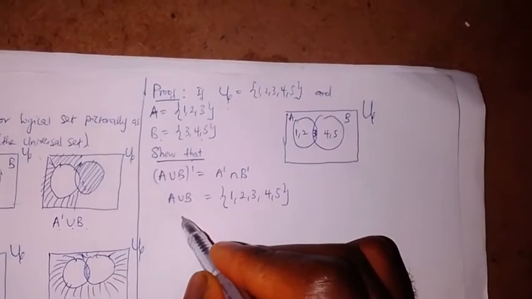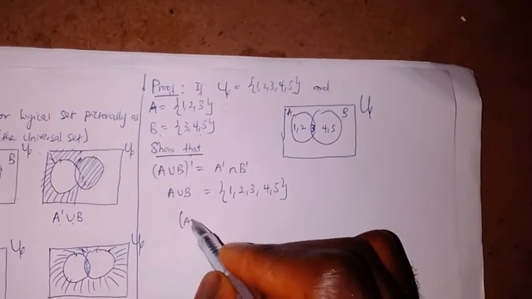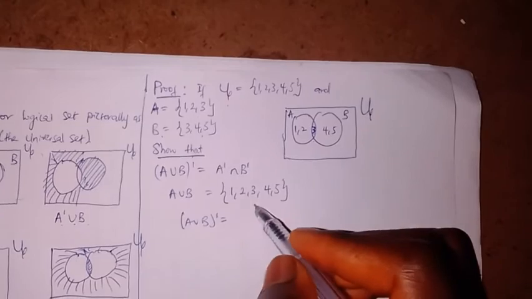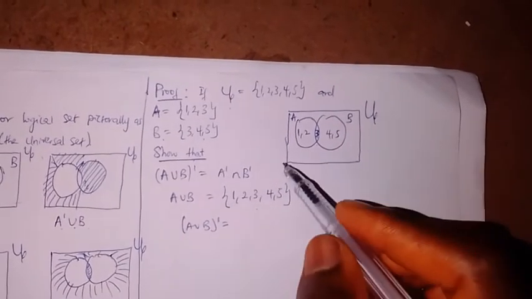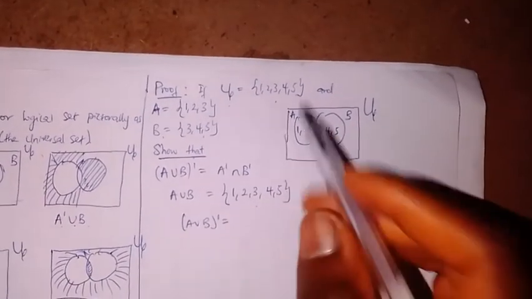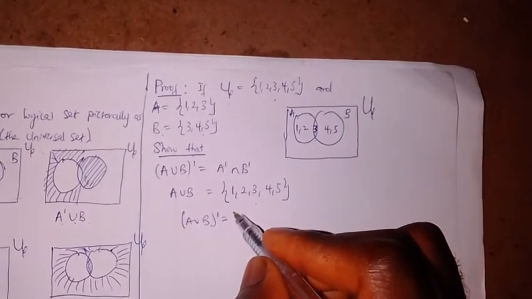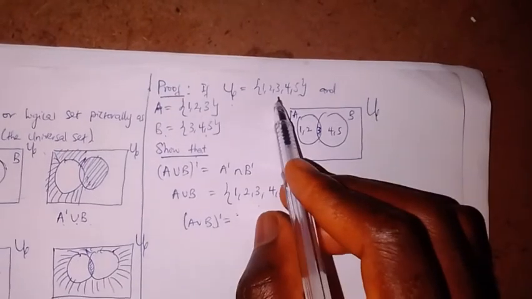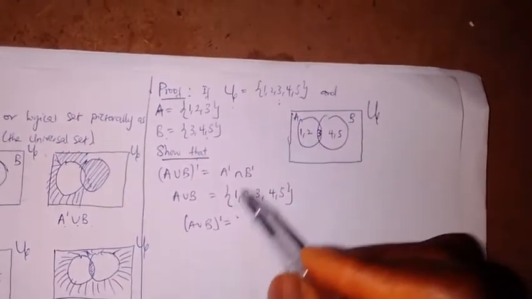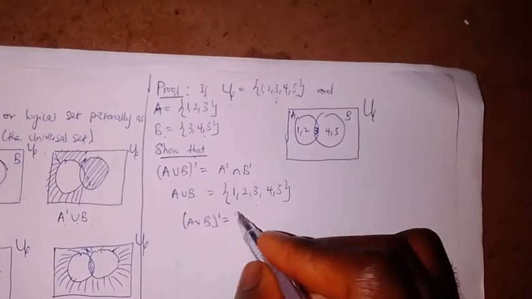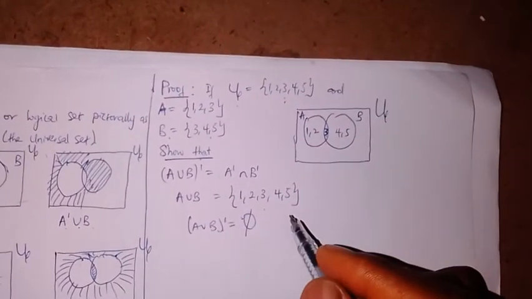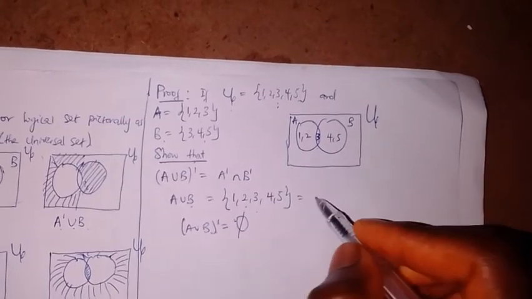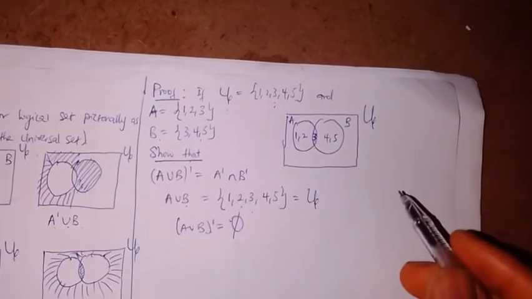Now, prime. (A union B)' means elements not in A union B, but in the universal set. Now, comparing this and this, they are the same thing. It means A union B is the same thing as the universal set, exactly what it means. So, what is not here is empty. A union B is this, which is exactly the same thing as U, which is also correct.